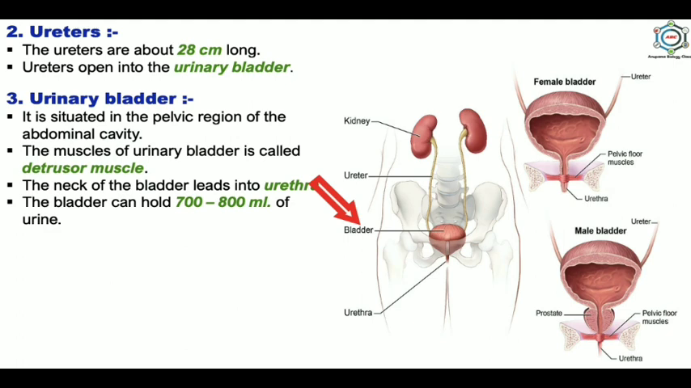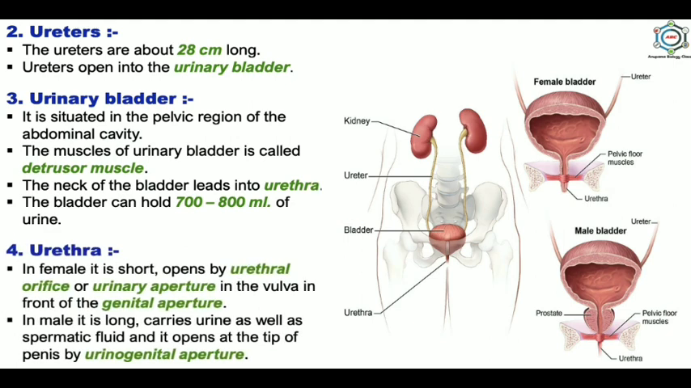Now the urinary bladder opens into the urethra. In females it is short, and opens by the urethral orifice or urinary aperture in the vulva, in front of the genital aperture. In males it is long, carries urine as well as spermatic fluid, and opens at the tip of the penis by the urinogenital aperture. The urethra starts from the lower part of the urinary bladder and leads to the outside. Infection in the urinary tract is more common in females than males because in females the urethra is short.